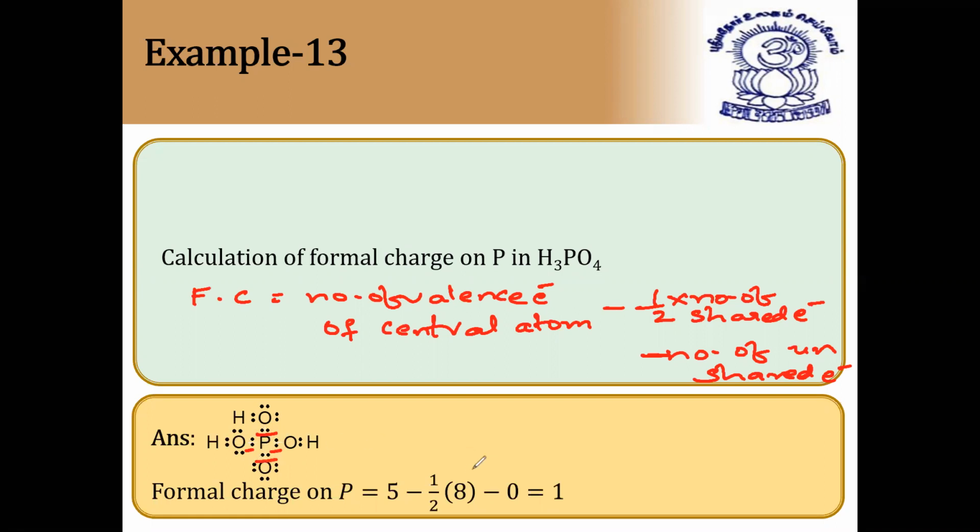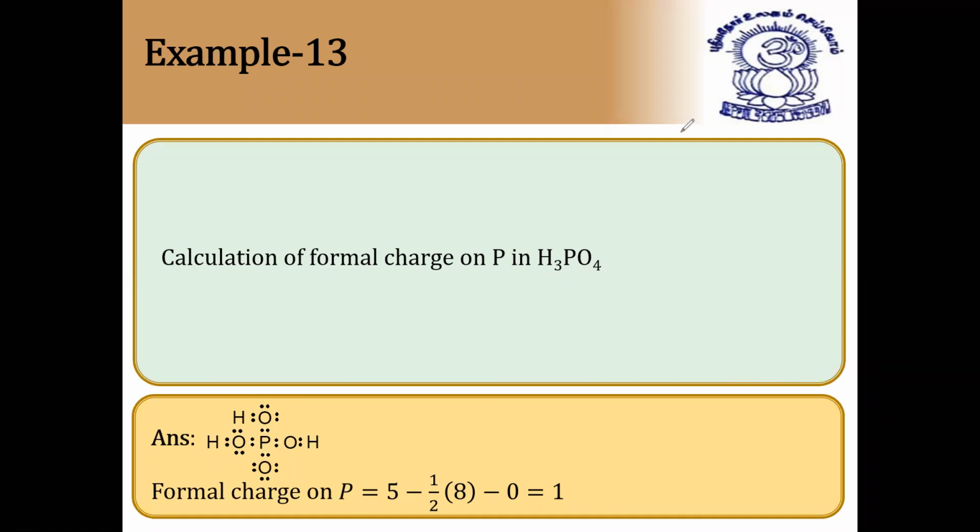So 8 electrons it is sharing, and minus the unshared electrons on phosphorus only. We should not consider unshared electrons on oxygen or hydrogen, only the central atom. The number of unshared electrons on the central atom is 0. So on the whole, the formal charge of phosphorus in H3PO4 is 1. I hope it is clear. Very, very important, formal charge. More about formal charge we'll discuss when it comes.